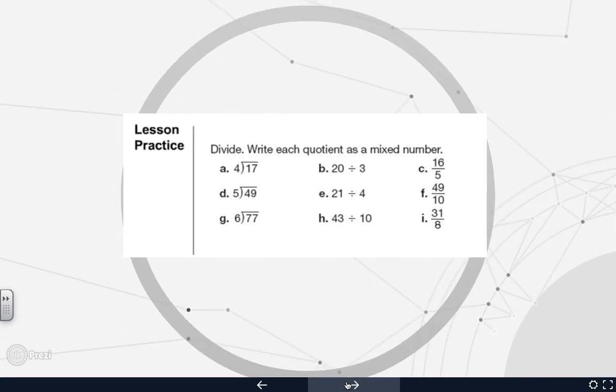Here's your lesson practice. Pretty easy. You just need to write all of your quotients or your answers to each of these division problems as a mixed number. So I'm not looking for any remainders on there. You just need to put a mixed number, so like a whole number with a fraction.